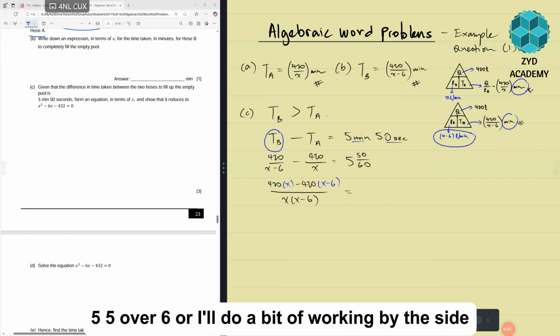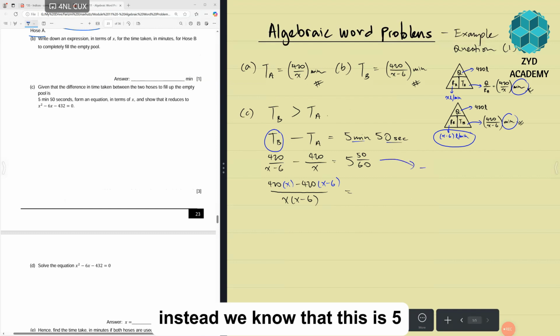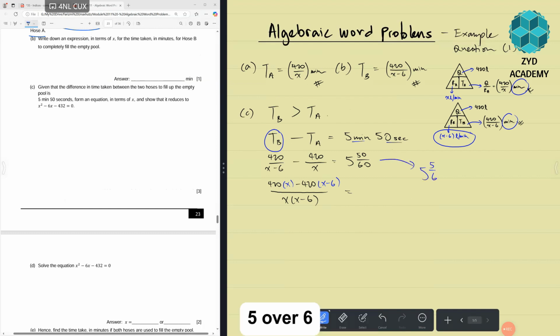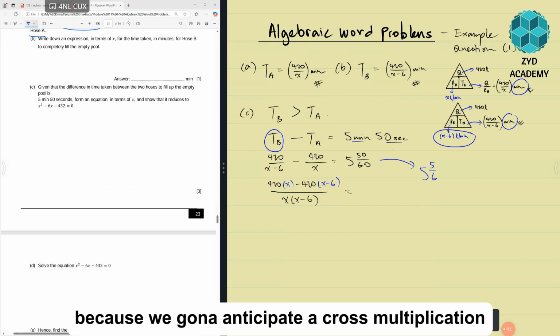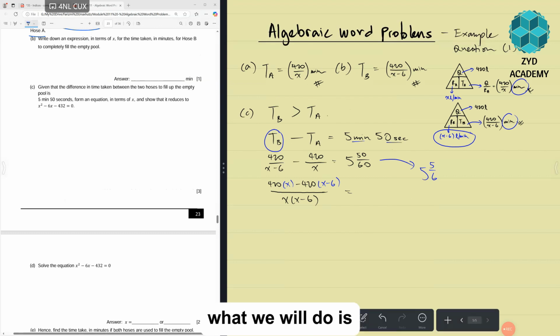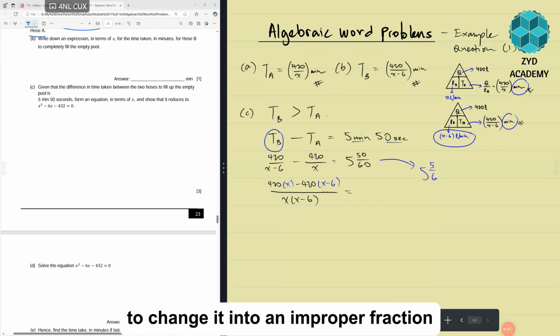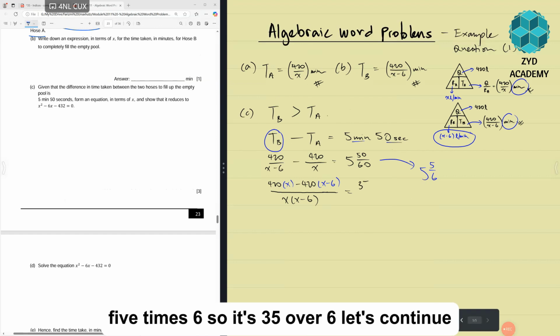Or maybe I'll do a bit of working by the side instead. We know that this is 5 over 6. Because we're going to anticipate a cross multiplication, what we will do is change it into an improper fraction, 5 times 6. So it's 35 over 6.